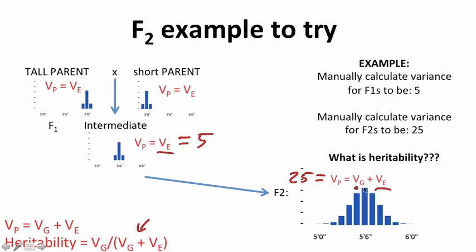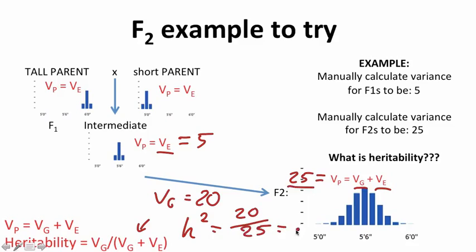So the genetic variance must be what? Well, VE was 5, so VG must be 20. So the heritability in this case, often abbreviated H squared, is equal to VG, which is 20, over VP, and we'll use this one right here, because we're measuring this in the context of the F2, which is 25. So the answer in this case would be 80%, or 0.8.